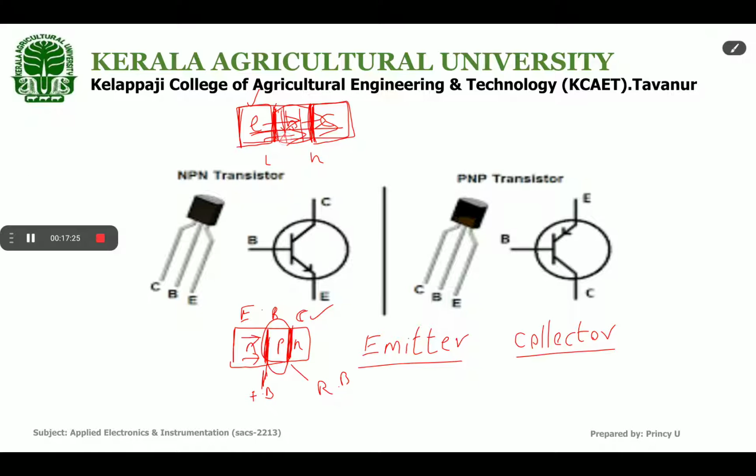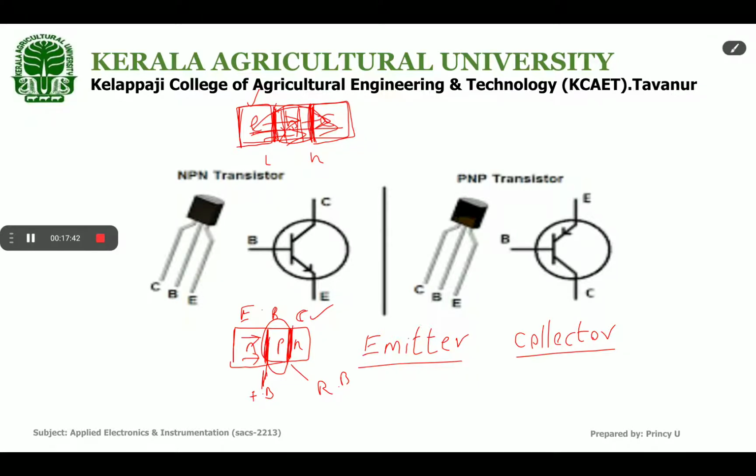Because base is very thin and lightly doped portion, the number of holes is very negligible as compared to free electrons. So less recombination is possible at base, so most of the emitter current will flow to collector.